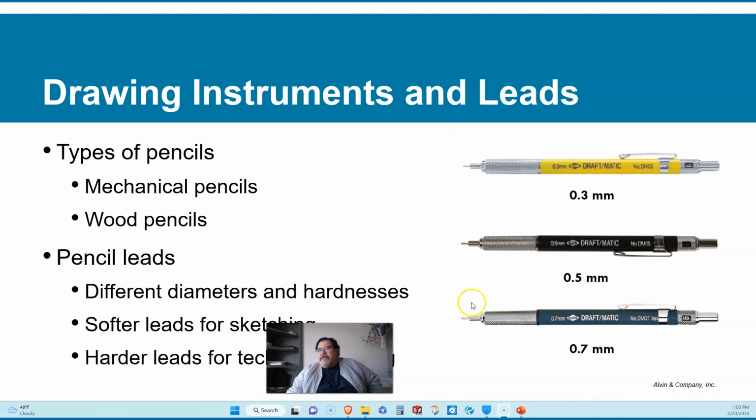So having a set of them with different sizes and also different darknesses. You can have lead that has different grades. A softer lead would give you something more darker, and a hard lead would give you something that's more light. As we'll see further on, what the benefits of that are. So pencil leads, different diameters and hardness, like I mentioned. Softer leads for sketching, harder leads for technical drawing.